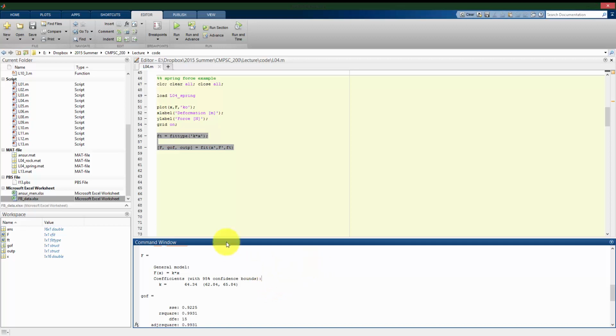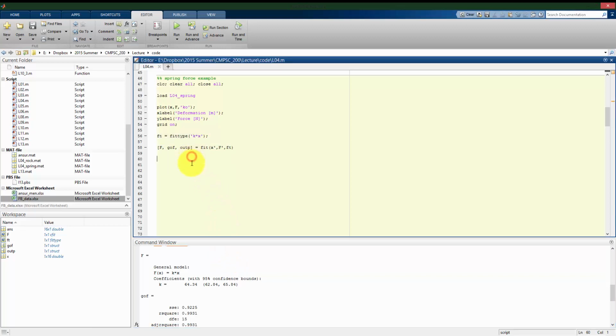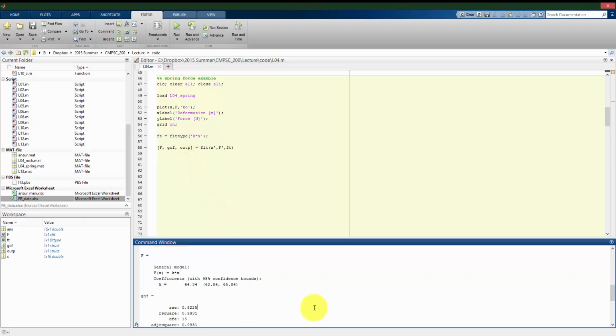Alright, so let's look at the three outputs we got. So first the F. What did it determine the best fit for our model was? So if we look here, we said that our model should be F equals K times X. And we know that from Hooke's law. That's what we expect the relationship to be. So what we see here is that it came up with our K value. The best K value to use to fit our data was 64.34, and that would be measured in newtons per meter.